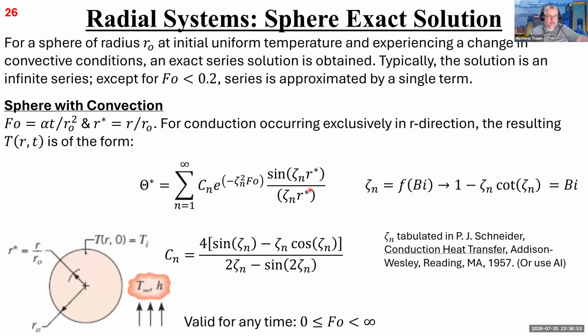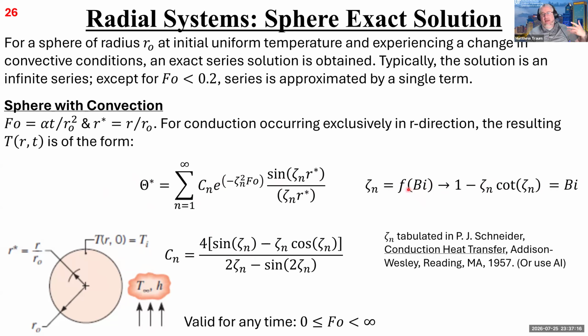Here's the answer. We can now use this to our advantage to solve for the temperature field. C1 is just a constant, and it's a constant that's a function of zeta. Zeta is a function of Biot number. And here's the equation for spherical geometry, for a sphere, that relates the Biot number to zeta.